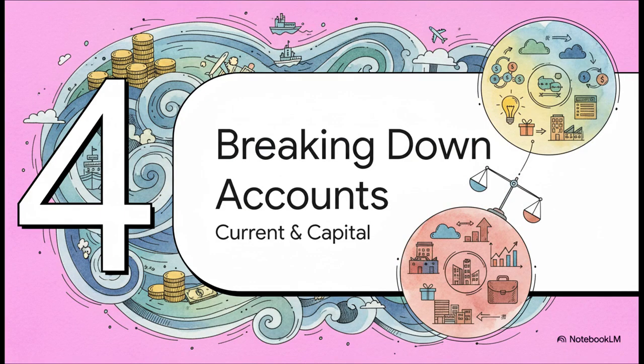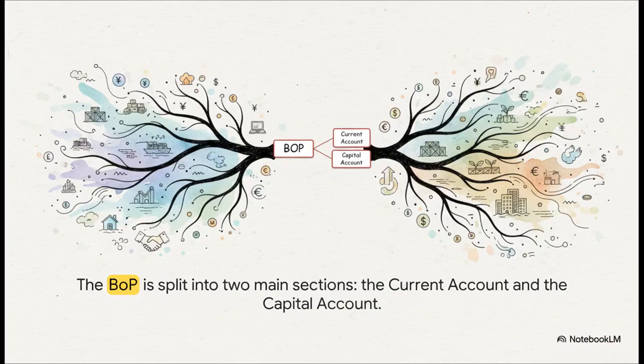So, how is this financial diary, the balance of payments, actually organized? It's split into two main sections or accounts that track different kinds of money movements. Just think of it like this. You've got the main BOP ledger, and it branches out into two big sub-accounts. You've got the current account, and you've got the capital account. Every single international transaction gets filed into one of these two.